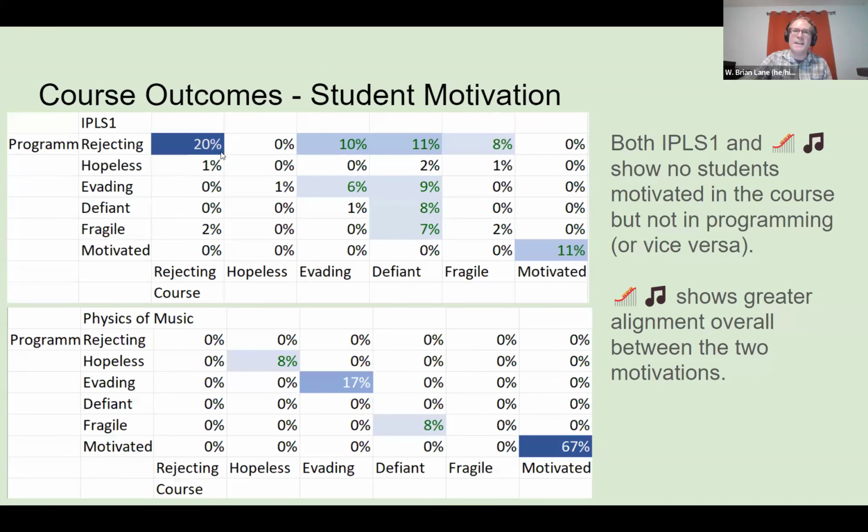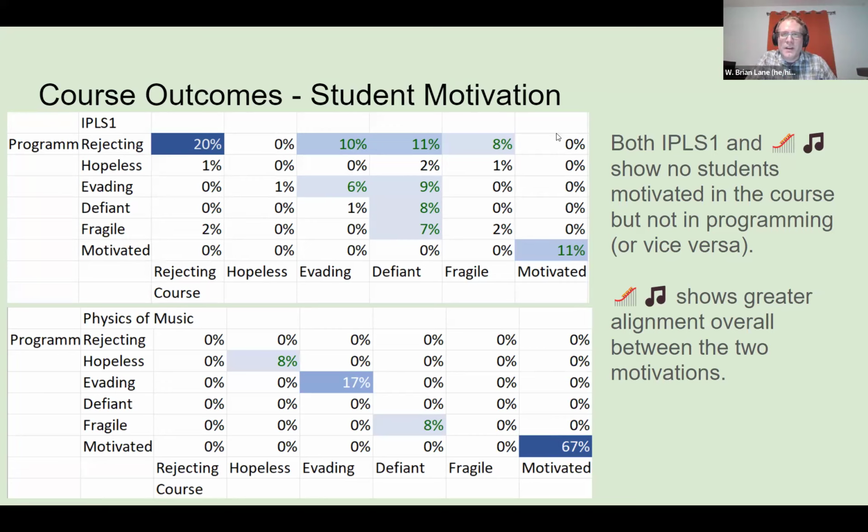All right, let's take a look at the correlations. Take a look at how it changes between the programming and the course. So here we've got a heat map representing programming attitudes on the vertical axis and course general attitudes on the horizontal axis. What I notice about the IPLS course and the physics of music course is that no students who are motivated in one aspect were demotivated in another. In other words, when we had those 2 bars on motivated on the last slide, those are the same students in both sets of bars.